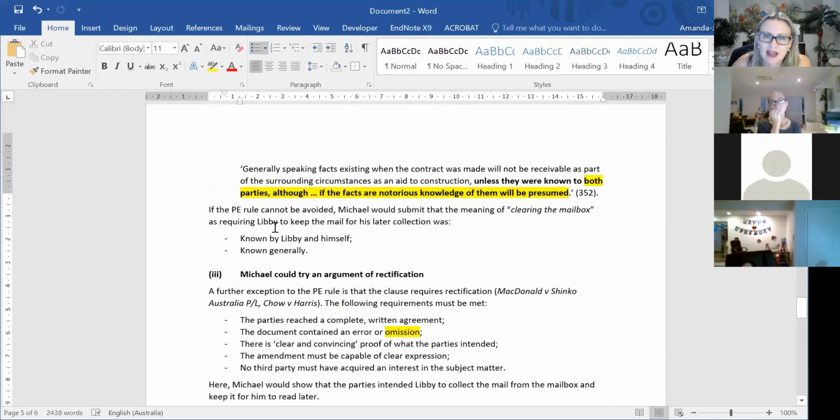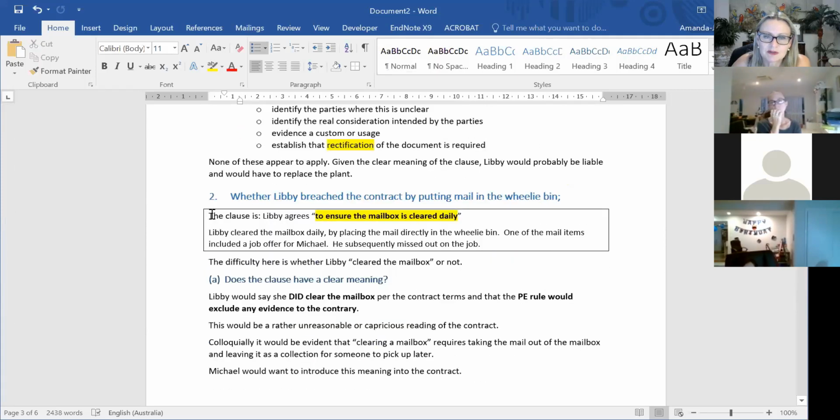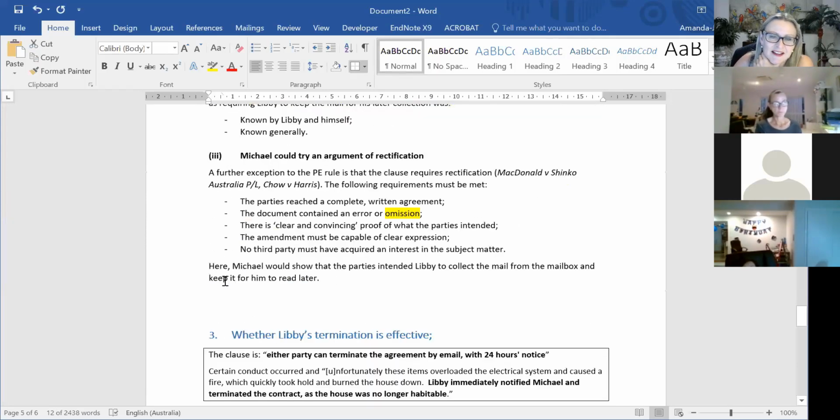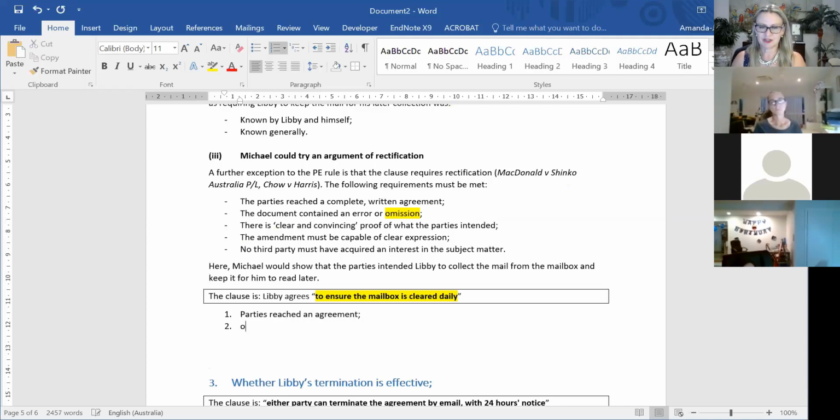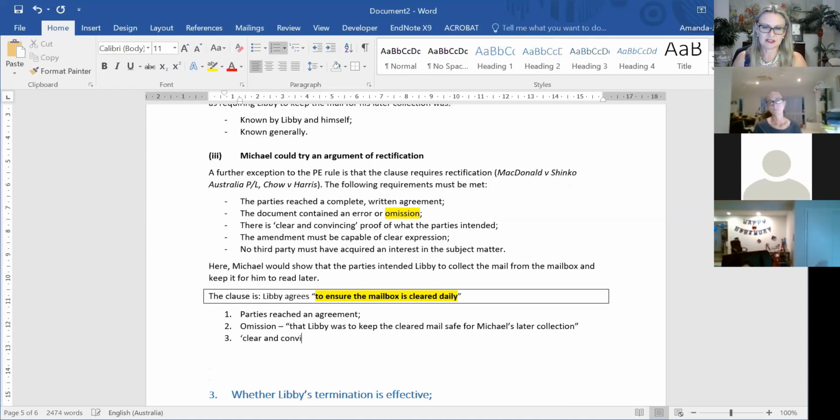What would we be arguing was our omission? The clause here was ensure the mailbox is cleared daily, and then she's dumped it in the bin. So one, parties reached an agreement. Omission, that Libby was to keep the cleared mail safe for Michael's later collection. Clear and convincing proof.